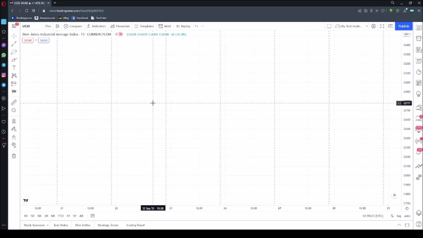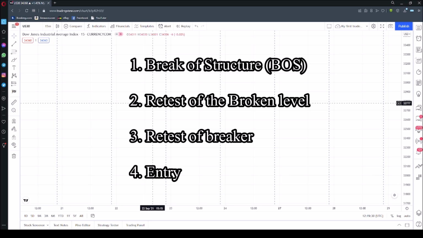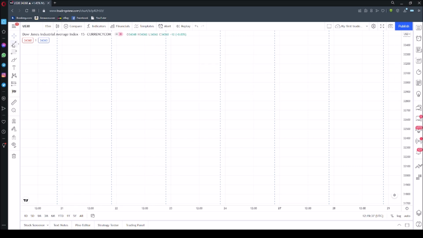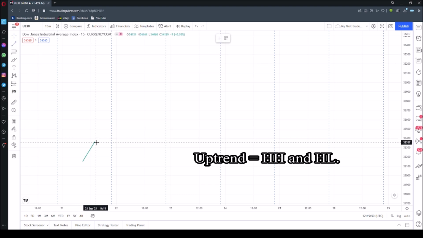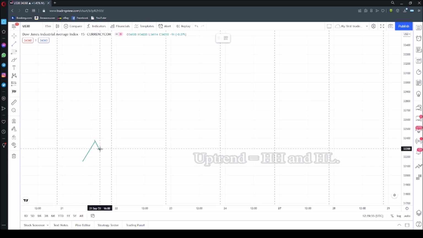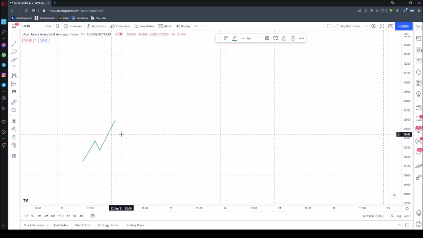So without wasting much of your time, let's first describe what we are going to be looking at on the charts. So it's basically a break of structure, a retest of the break, then a break of the breaker, and entry. So what we mean is, the first thing is the market will either go up or down. By going up, we are saying we have a move of this manner where we have higher highs and higher lows.